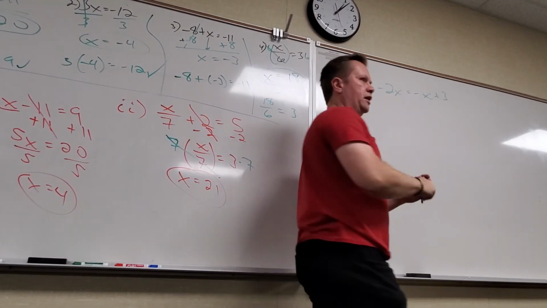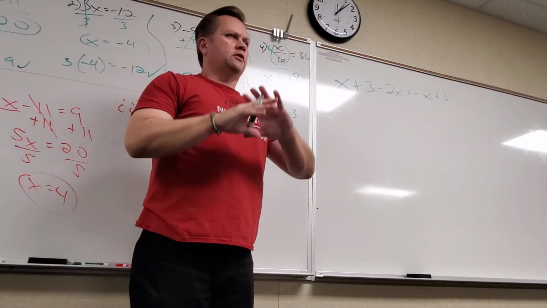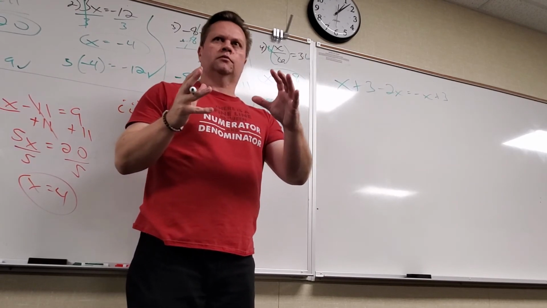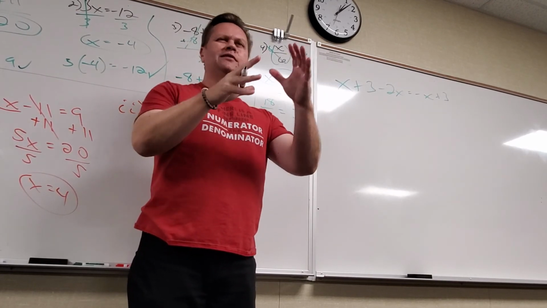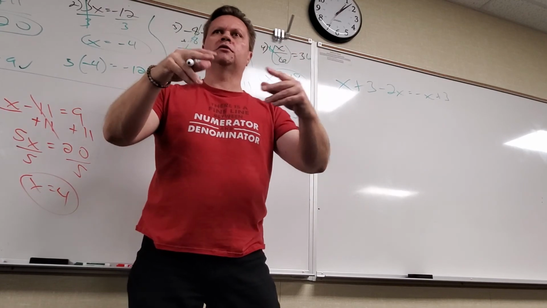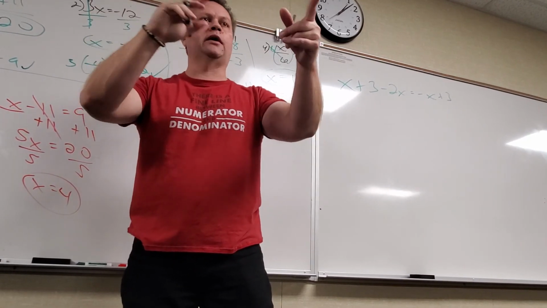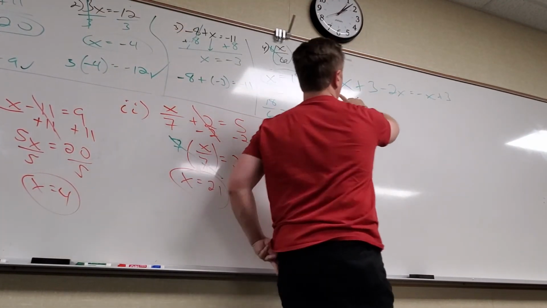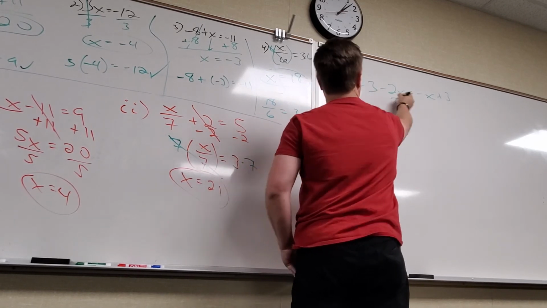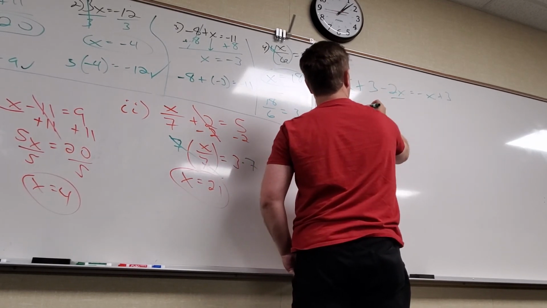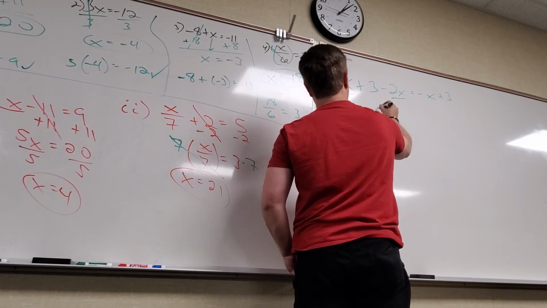Something really freaky happens. What's the first thing I should do? Are there any parentheses? No. So no distribution. I heard combine like terms. Right? So what like terms do I have over here? What's x minus 2x? Negative x.